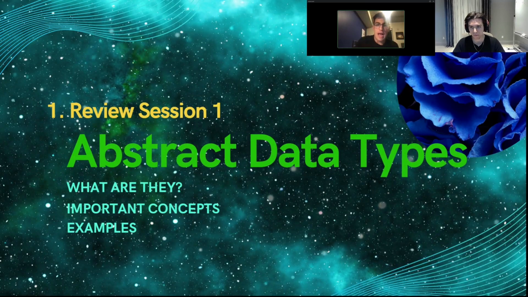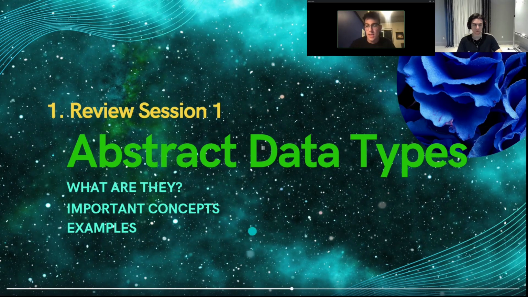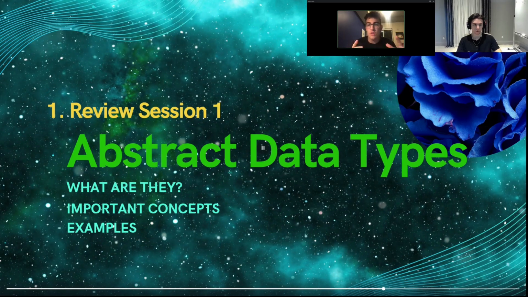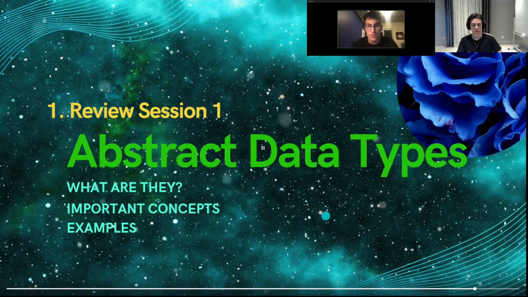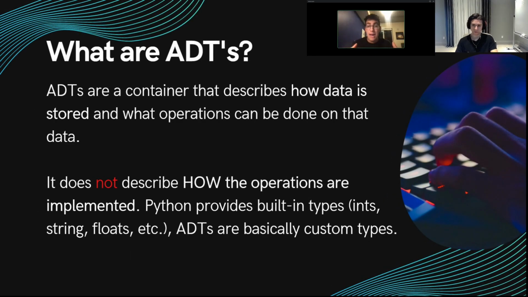So now we're going to move on to abstract data types. We're going to talk about what abstract data types are, a little bit of the important concepts, and we'll follow up with an example to wrap up abstract data types and data structures as well. An abstract data type is a container that describes how data is stored and what operations can be done on that data. It doesn't describe how the operations are implemented. Python provides built-in types such as ints, strings, and floats, and abstract data types are pretty much like their own types. They're their own types that we can define, and we're going to show you an example of the syntax right after we finish some of the important concepts.